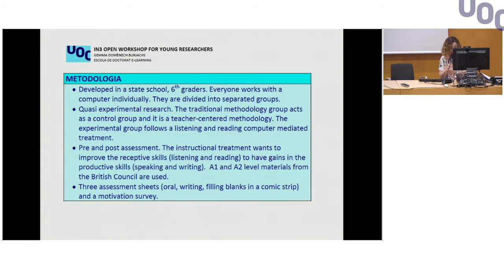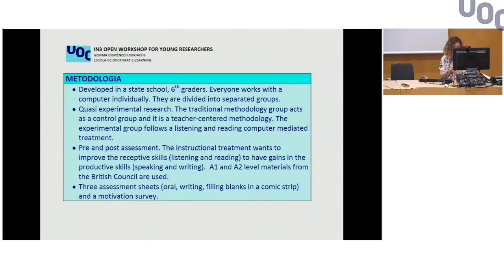Pupils, when they finish their elementary school period, should have acquired the A1 level from the Common European Framework of Reference, and this is from the sixth grade curricula of the Department of Education. The instruments have been administered as a pretest to the control group and the experimental group, and there are four different copies of the assessment sheets, which will be exchanged so that no pupil repeats the same worksheet in the pretest and the posttest.